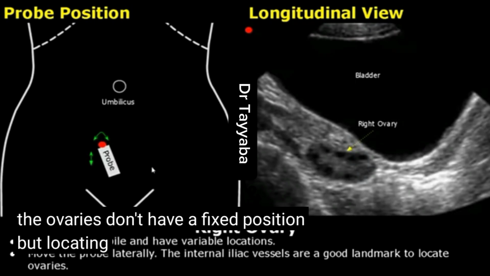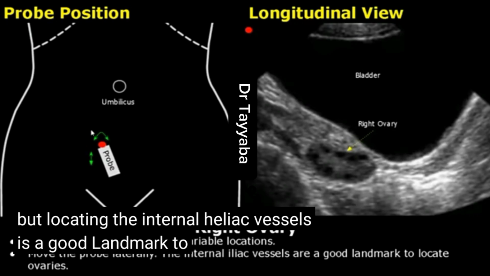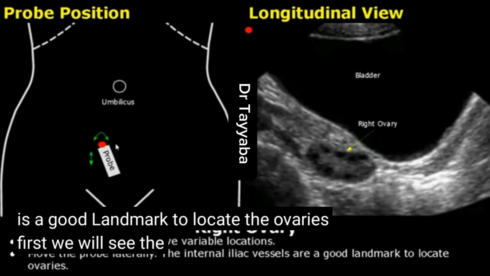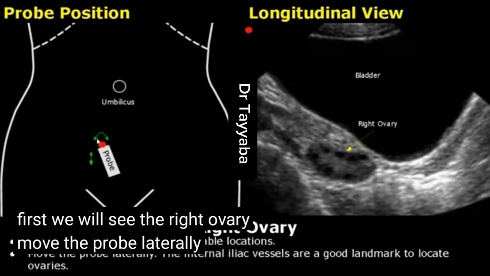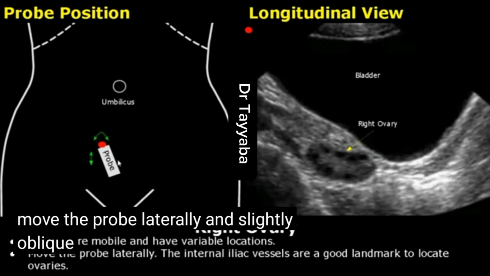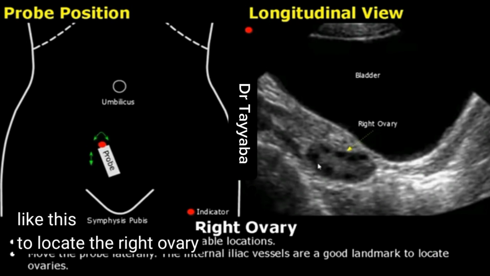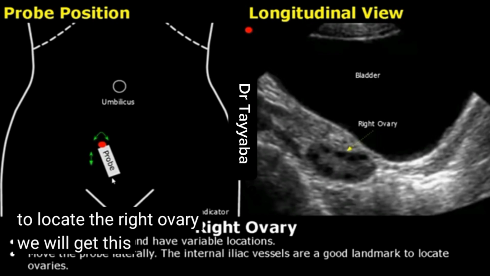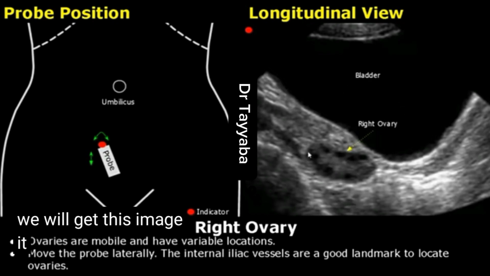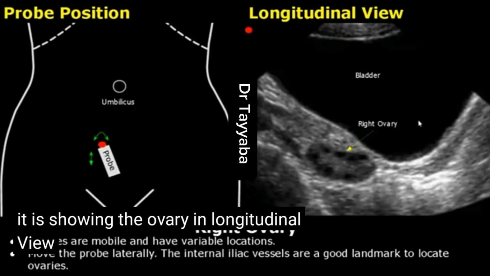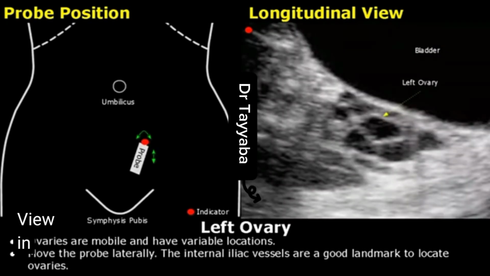The ovaries don't have a fixed position, but locating the internal iliac vessels is a good landmark to locate the ovaries. First we will see the right ovary. Move the probe laterally and slightly oblique like this to locate the right ovary. We will get this image. It is showing the ovary in longitudinal view.